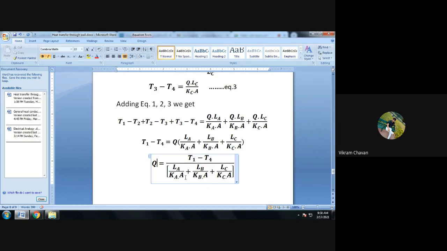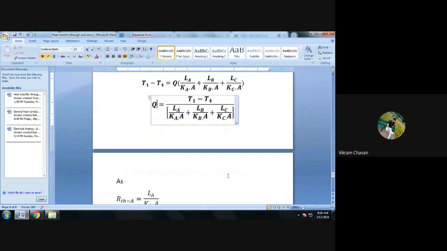the thermal resistance offered by slab A, whereas L suffix B divided by K suffix B multiplied by A is the thermal resistance offered by slab B, and L suffix C divided by K suffix C multiplied by A is the thermal resistance offered by slab C for the heat transfer.